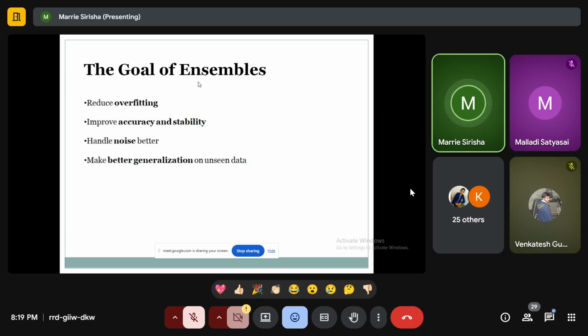And as I said, to improve the accuracy and stability. Accuracy is nothing but a model's performance. To improve the model's performance and stability, we are using the ensembling method, and to handle noise better. Noise is nothing but the unnecessary or unwanted features. To handle that, we avoid them and take only the features we need, and our model shows more accurate results, which is better, right? So that is why we are using ensembles and making better generalization on unseen data.